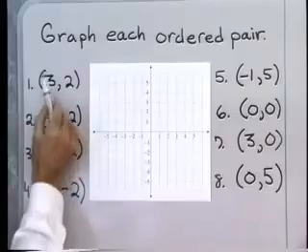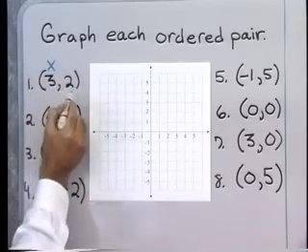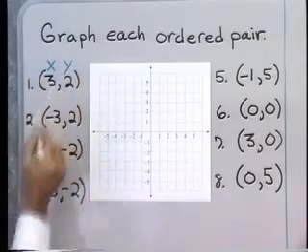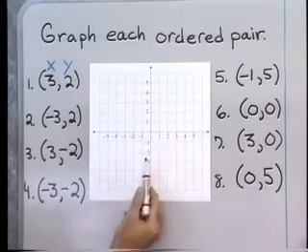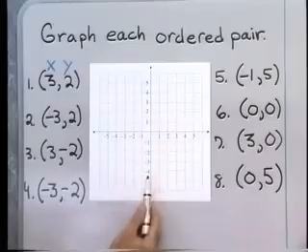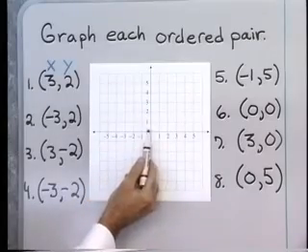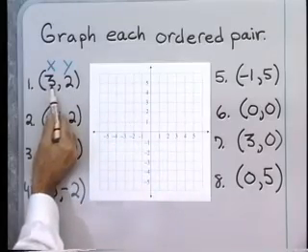The first number tells us how far to move in the x direction. The second number tells us how far to move in the y direction. The x direction is along the x-axis. The y direction is vertical like the y-axis. So we're going to start at the origin and move 3 units in the positive x direction.